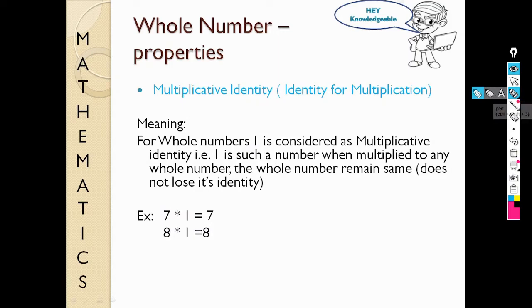Now coming to the multiplicative identity. What does this mean? For whole numbers, 1 is considered the multiplicative identity. That is, 1 is such a number that when multiplied with any whole number, the whole number remains the same. If you multiply 1 with 7, it will give you the result as 7. If you multiply 1 with 8, it will give you the result as 8. So 1 is considered the multiplicative identity for whole numbers.